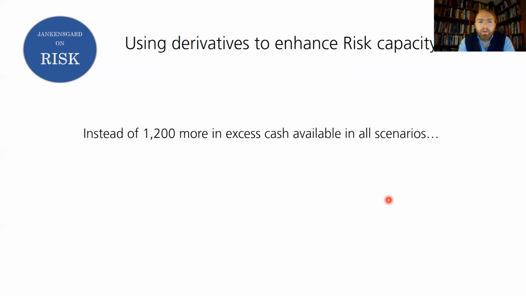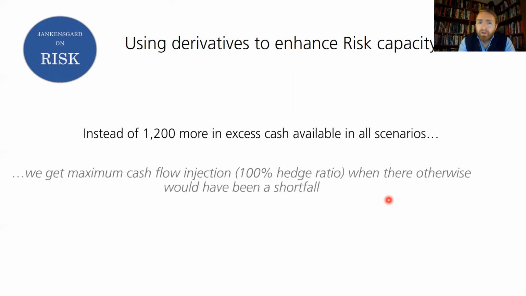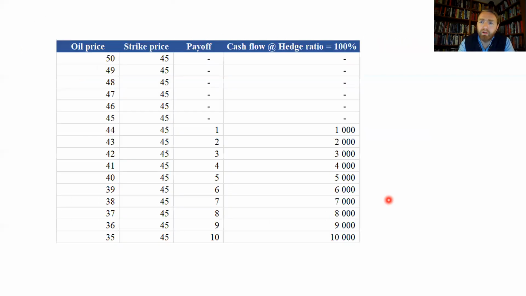So think of it this way: instead of 1.2 million more in excess cash, which is available in all scenarios, you get a maximum cash flow injection, because we're talking about a 100% hedge ratio, when there otherwise would have been a shortfall. So this is quite a bit. We have the full hedge ratio here, generating a payoff precisely when you need it. So this is beginning to look like a very efficient source of risk capacity, right?